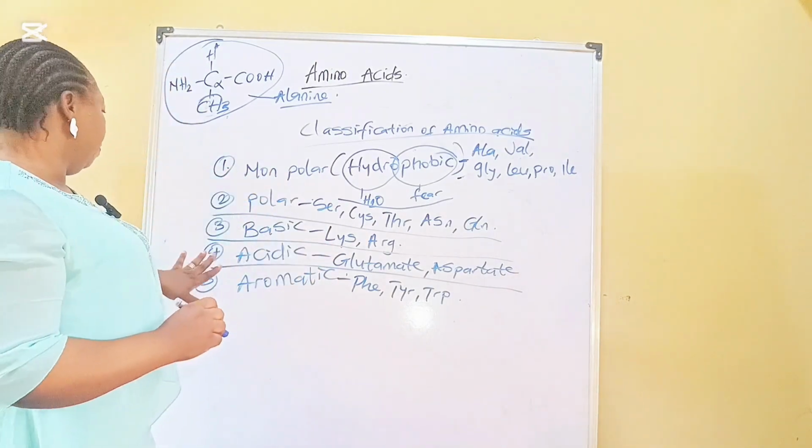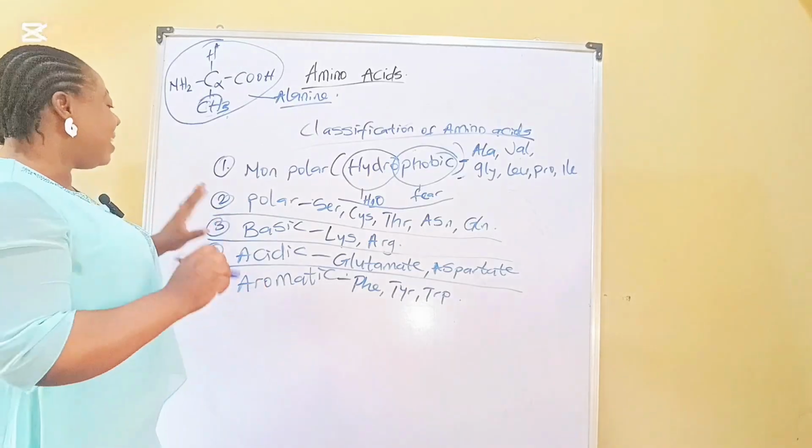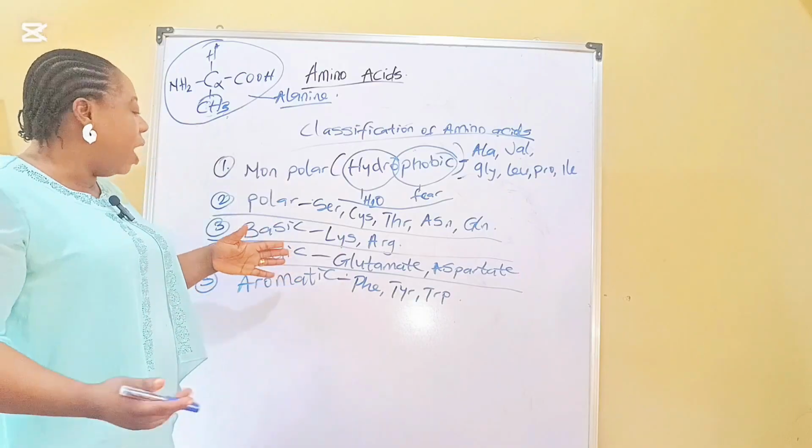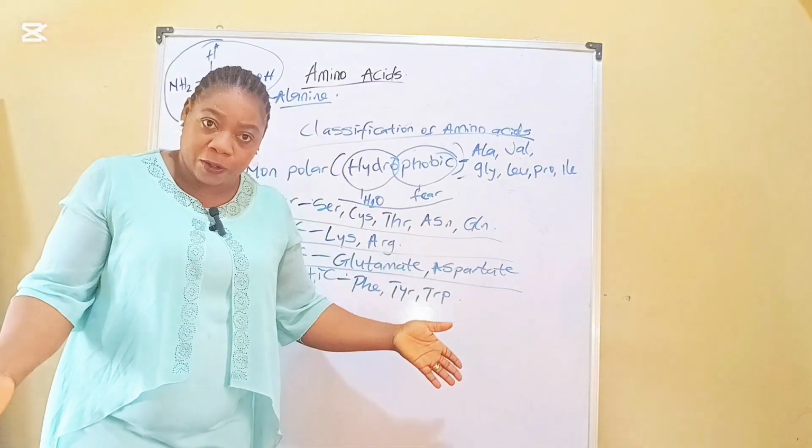The fourth classification is acidic amino acids. They are acidic in nature. Examples include glutamate and aspartate.